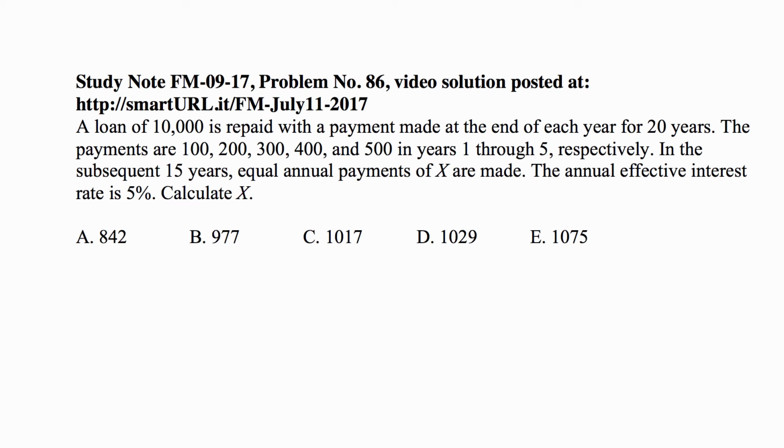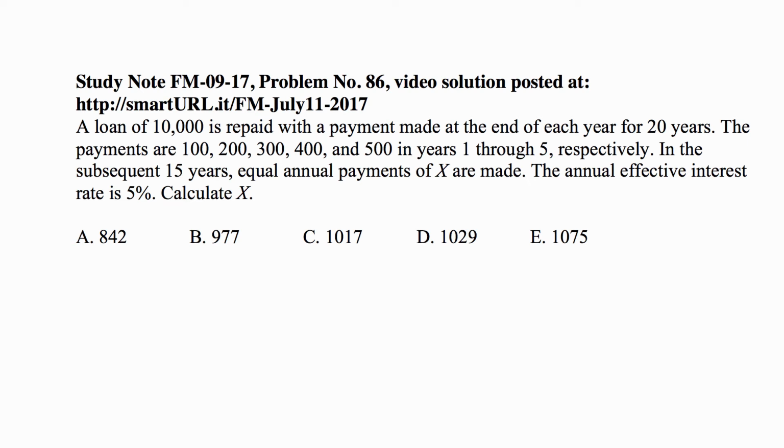Okay, here is an exam FM exercise. A loan of 10,000 is repaid with a payment made at the end of each year for 20 years. The payments are 100, 200, 300, 400, and 500 in years 1 through 5, respectively. In the subsequent 15 years, equal annual payments of X are made. The annual effective interest rate is 5%.